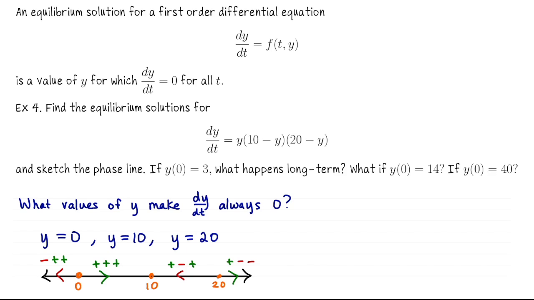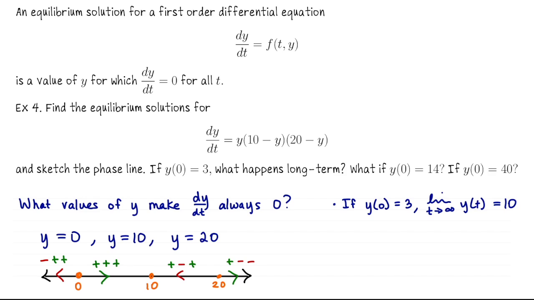With this phase line, just this simple snapshot of how y behaves at its equilibrium solutions, and then between them, we can give long-term forecasts given different initial conditions. So if y of 0 equals 3, suppose our initial population is 3, that puts us here on our phase line. What we would predict is that over time, y would grow towards 10. So we can say if y naught equals 3, then the limit as t goes to infinity of y of t equals 10.